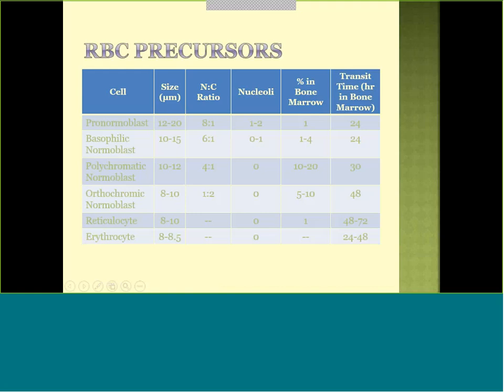It shows you the overall size of the cell and the nuclear to cytoplasm ratio. For example, in the pronormoblast, that nuclear to cytoplasm ratio is 8:1. What that means is it has a very large nucleus and very little cytoplasm. As that number goes down to like 4:1, that's saying a lot smaller nucleus and more cytoplasm. It also tells you if it has nucleoli. You'll notice that only the pronormoblast and the basophilic normoblast have nucleoli. Nothing else does. So those are some features to help us in identifying these cells.